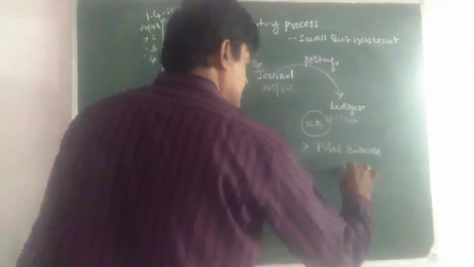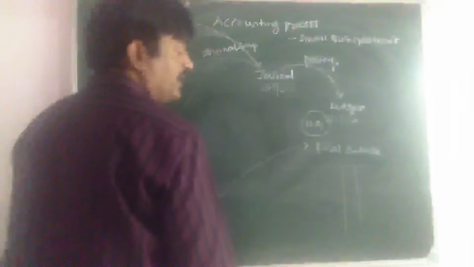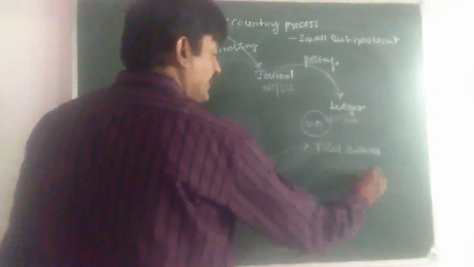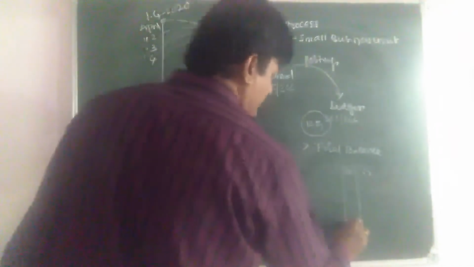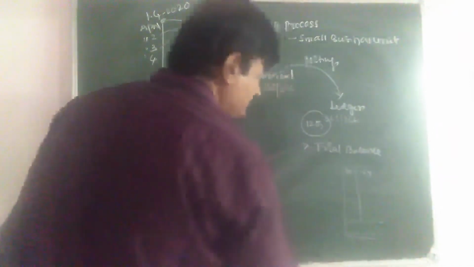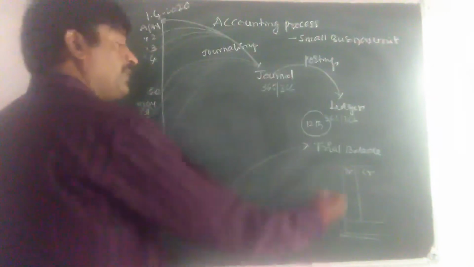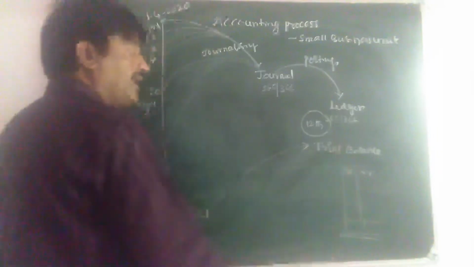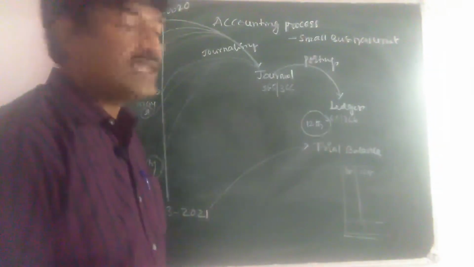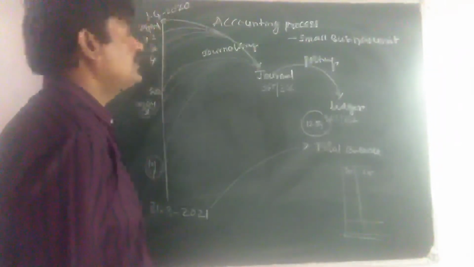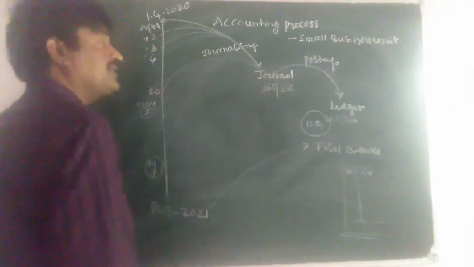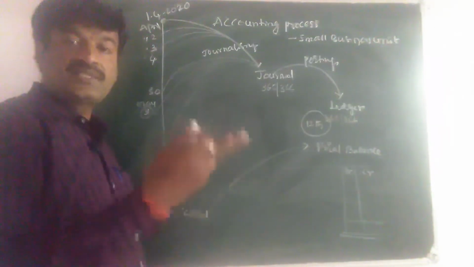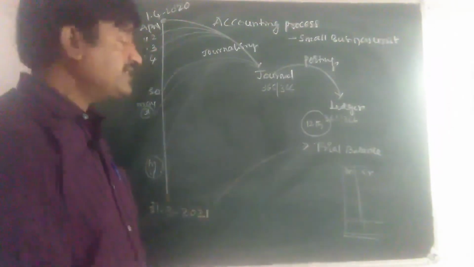In trial balance, we find a number of what? Number of columns. Out of those columns, the debit column and credit column are important. If the debit total is equal to the credit total in the trial balance, what are we assuming? We are assuming there are no mistakes in where? There are no mistakes in the journal, no mistakes in the ledger, no mistakes in following the rules of double entry system.